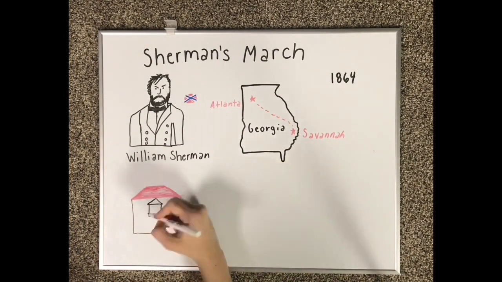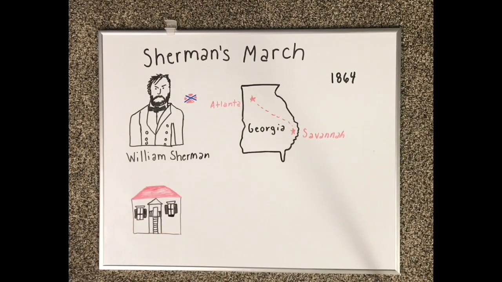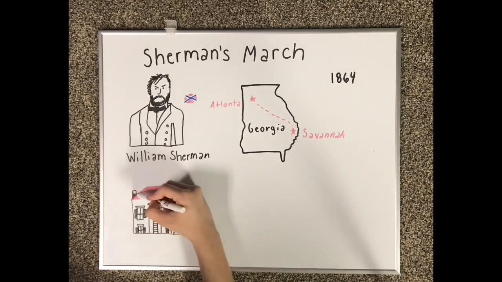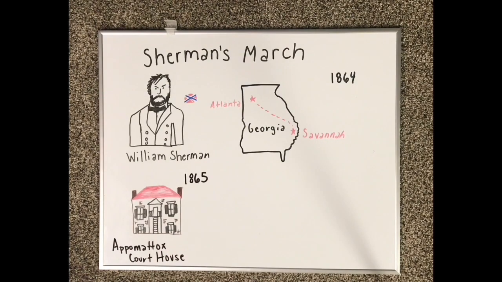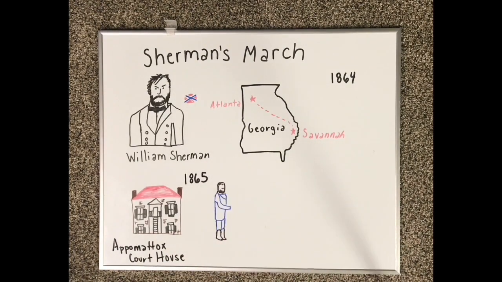On April 9, 1865, General Robert E. Lee formally surrendered to General Ulysses S. Grant at Appomattox Courthouse. Grant outlined the terms of surrender, and the Civil War was officially brought to an end.